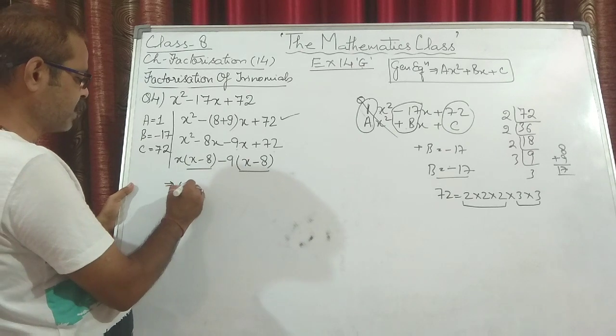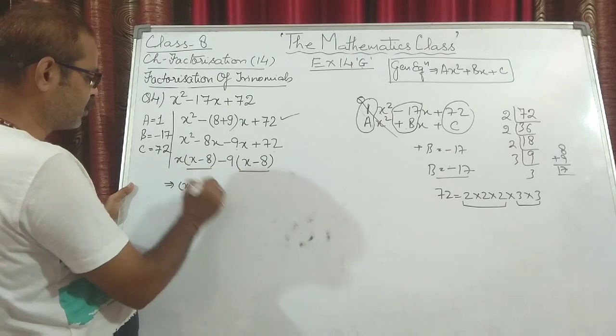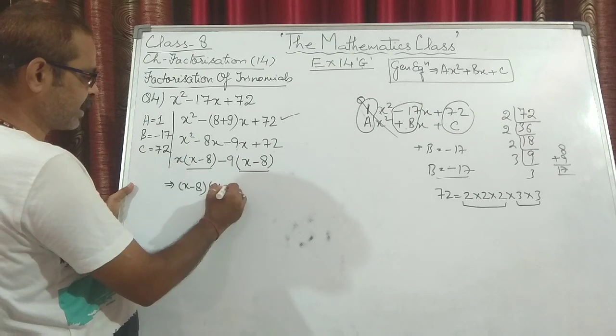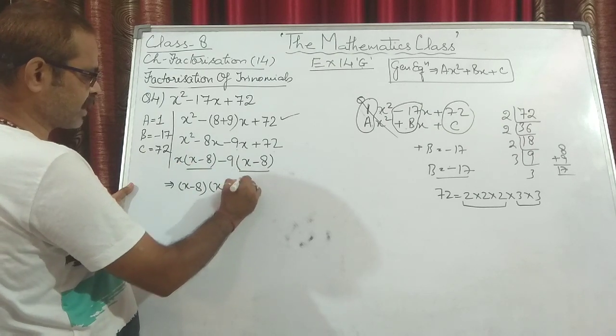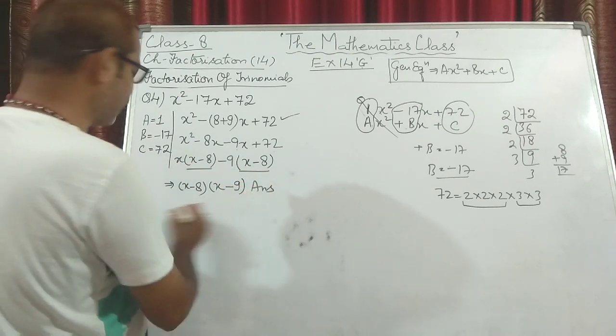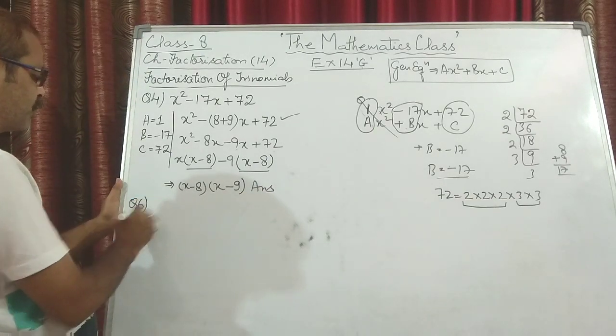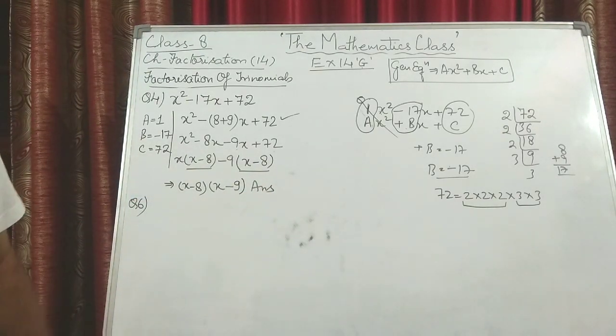Now we can take x minus 8 common from both, and then what is left? X is left in the first bracket, minus 9 is left from the second bracket, and that is the final value. Now we move on to question number 6.